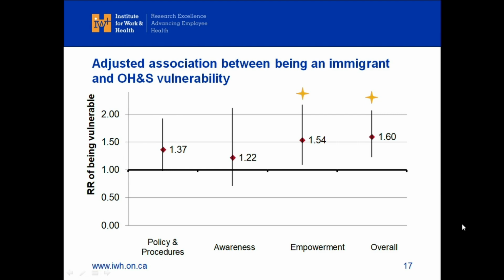So after the adjustment, immigrant workers are more than 1.5 times as likely as Canadian-born Ontario workers to experience empowerment vulnerability. So that's the type of vulnerability that arises from not feeling as though you can speak up at work, not feeling as though you're in a position to be actively engaged in protecting yourself and your colleagues in the workplace. The other two types of vulnerability remain elevated among immigrants, though we're slightly less confident now about the magnitude of those findings.